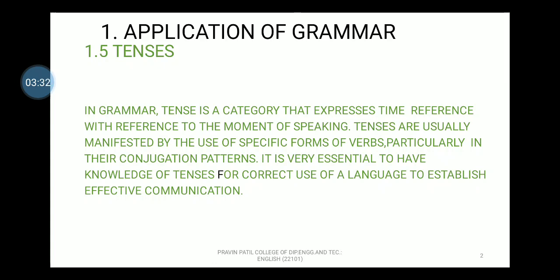It is very essential to have knowledge of tenses for correct use of a language to establish effective communication. This is a general introduction. Tenses are nothing but indicators of time. They refer to a specific moment, in a variety of forms, and are useful. It is a demand of the language that we should use appropriate time in appropriate situations for effective communication.